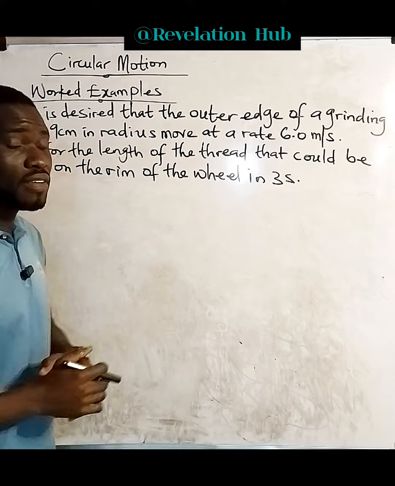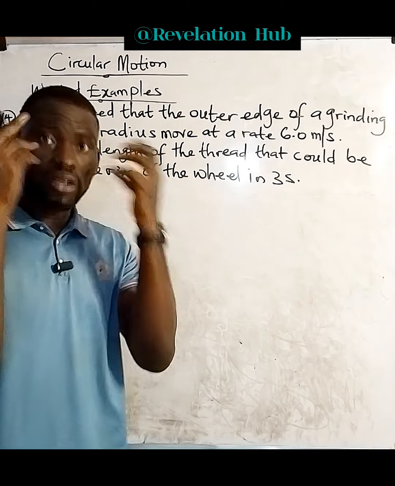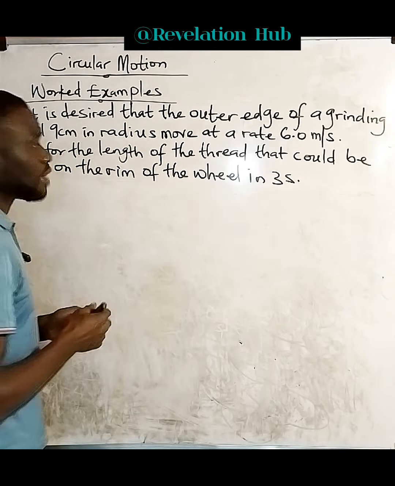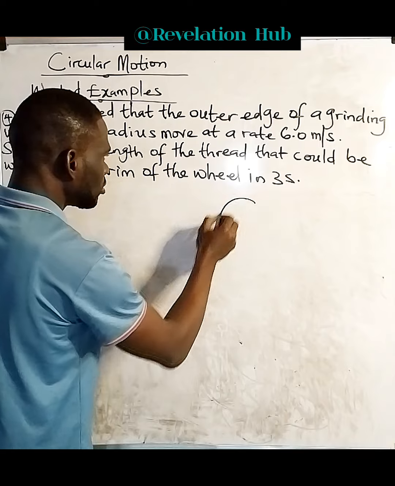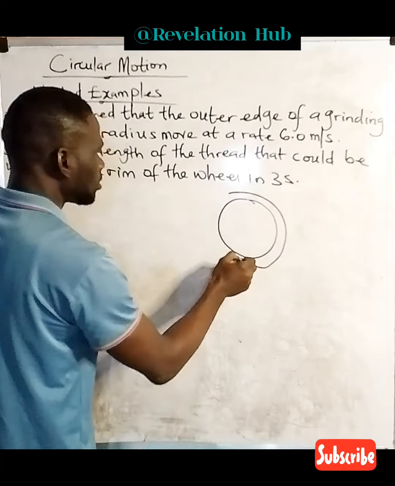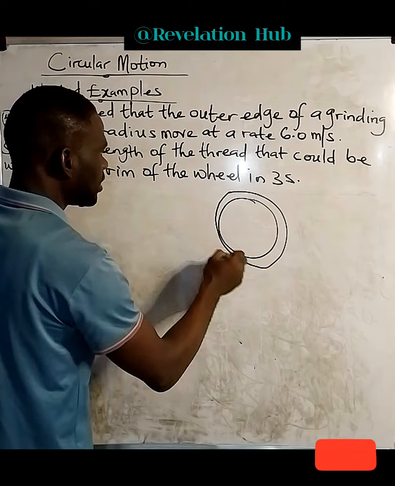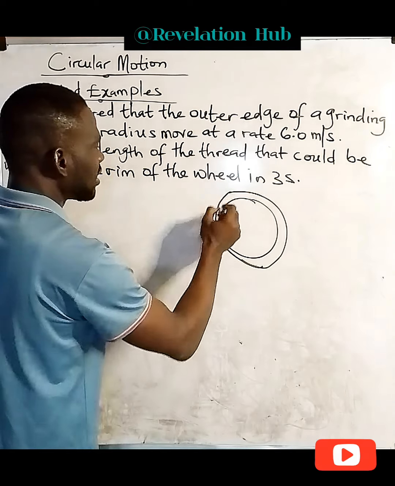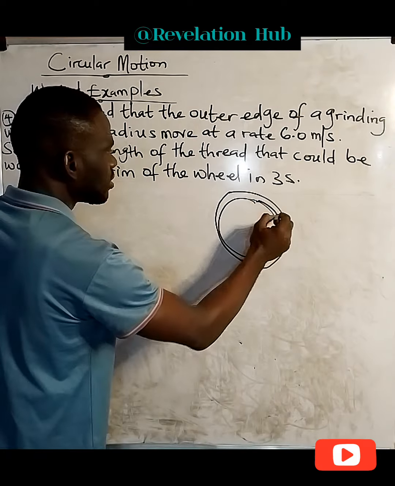Now, first of all, let's have a pictorial understanding of what we're about to work with. We have a wheel here. It's not going to be easy trying to draw a wheel by heart. Let's say there's a wheel, a kind of wheel in a machine.